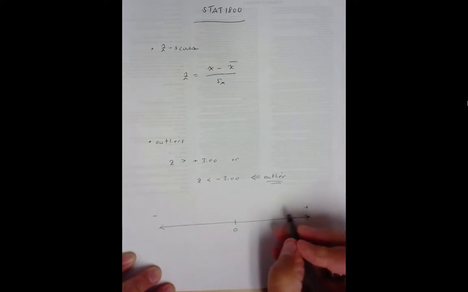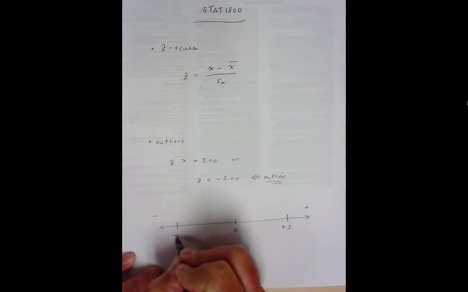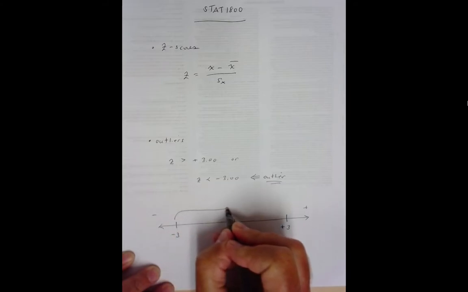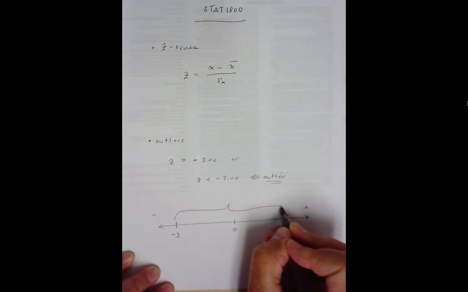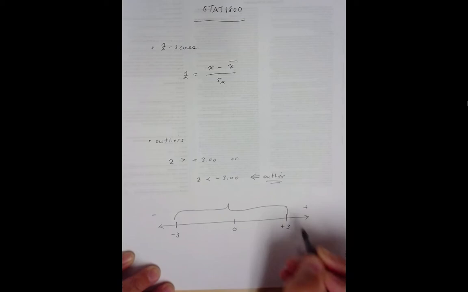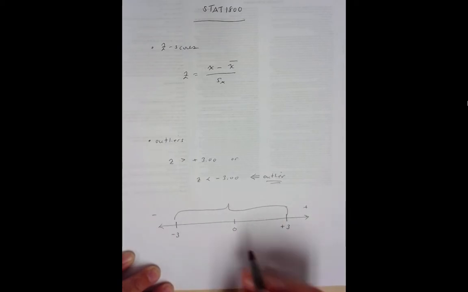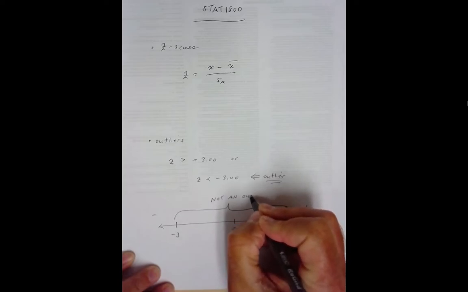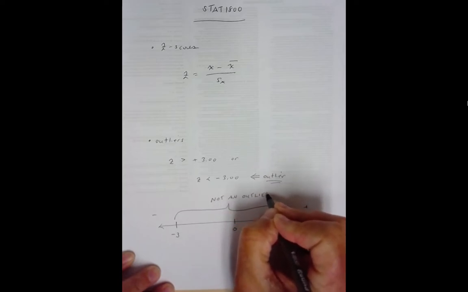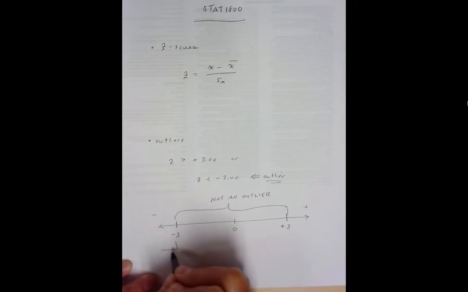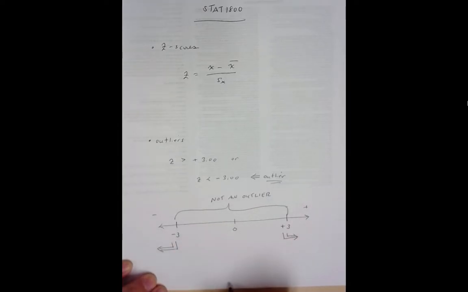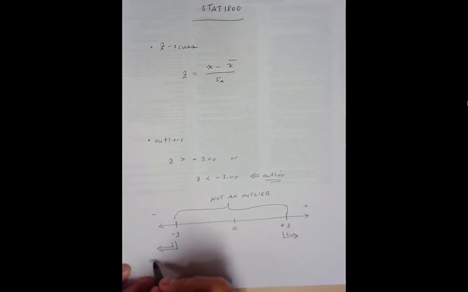So if we look at the cutoffs from -3 to +3, any value in our distribution that creates a z-score from -3 to +3 is not an outlier. Anything below -3 or above +3, then these are outliers.